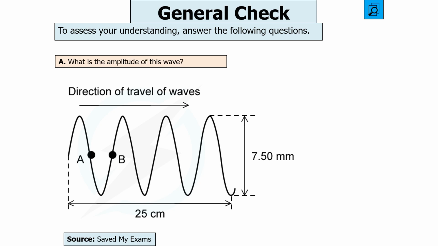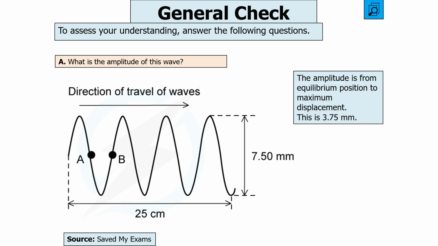The next question, what is the amplitude of this wave? Pause the video now, then unpause the video when you want to go through your answer. Again, you've got to understand the definition of amplitude. Amplitude is from equilibrium to the peak or the trough of the wave, so it's half of 7.50, 3.75 millimeters.